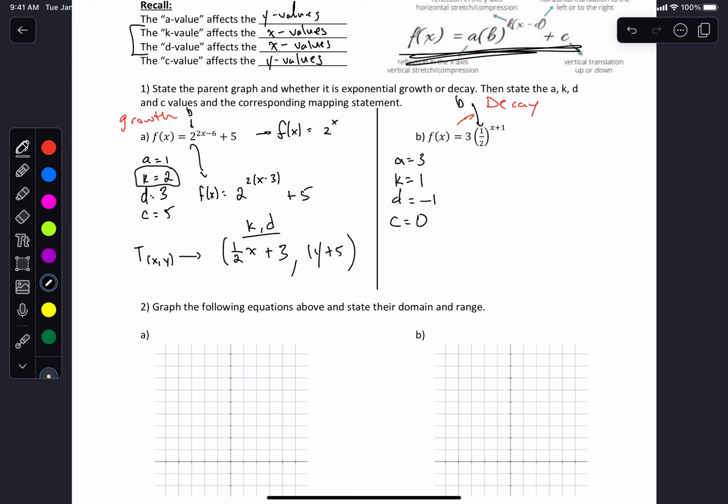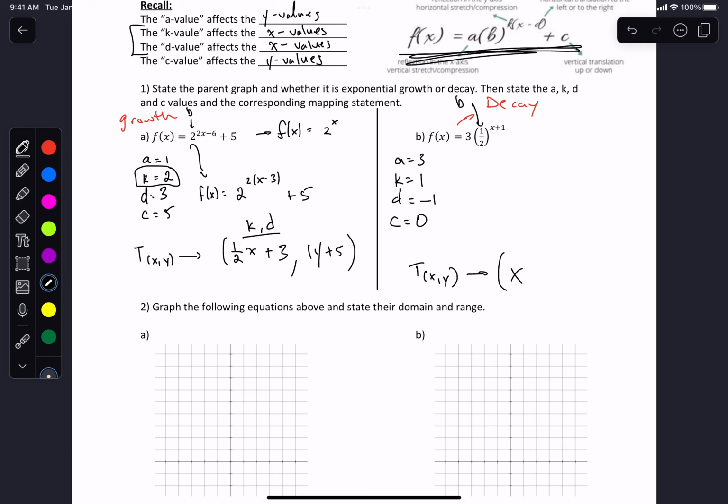Okay, so again, let's just write our mapping statement. So the transformation of the original x, y, we're going to use what's happening. So again, K and D are the factors that affect x. Okay, so those are the ones I'm looking at. So I don't really have any horizontal stretch or compression here. So I just get the plain x. But there is a translation horizontally. And what is it?